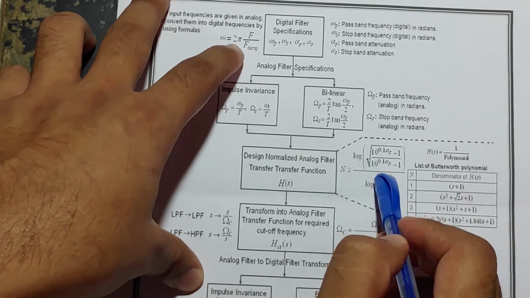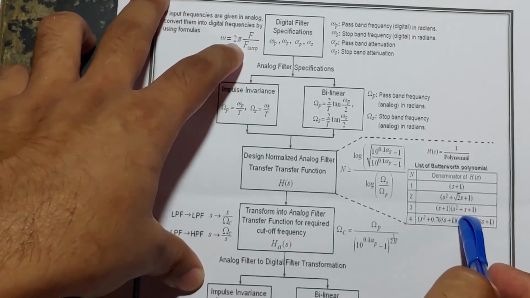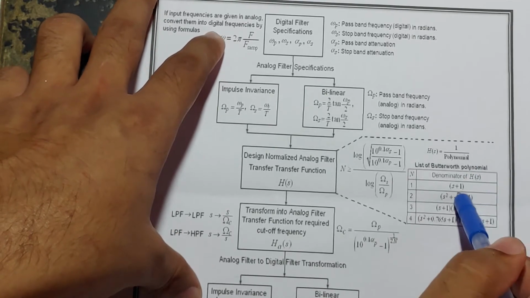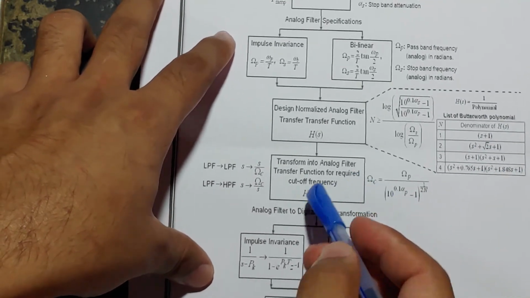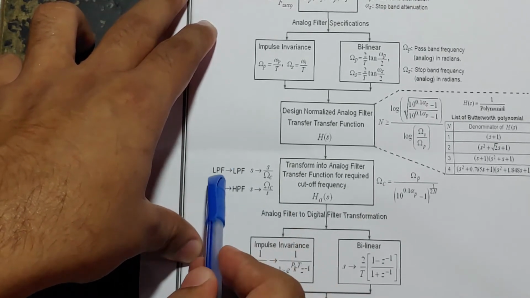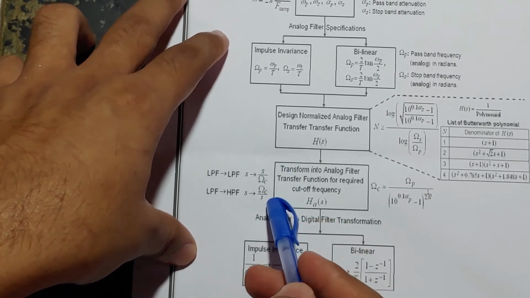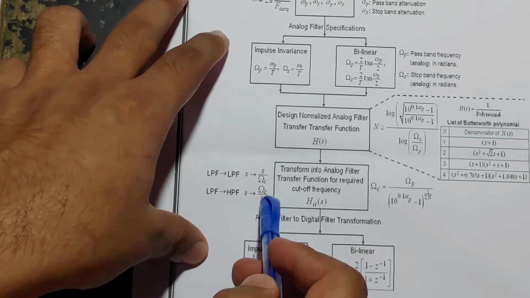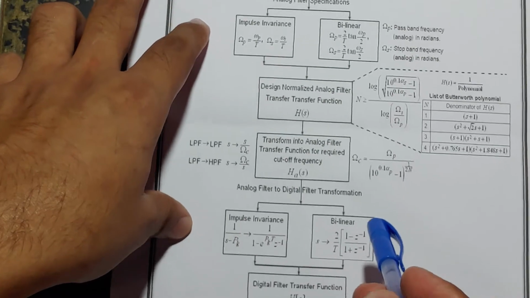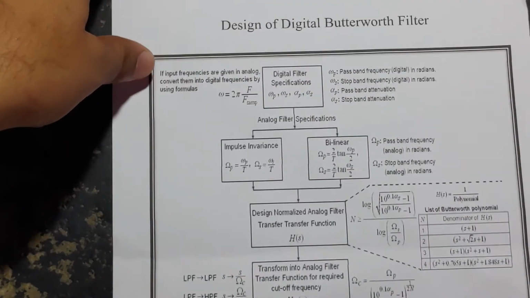By getting this result, which is in between 0, 1, 2, 3, 4, we will find out the polynomial from the list of Butterworth polynomials. By this we solve, and from the question we will see whether we have to find a low pass filter or high pass filter. With respect to them, we have to replace S with S by omega c or omega c by S and continue the steps. Let us do this with an example.